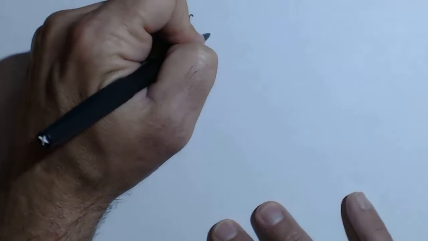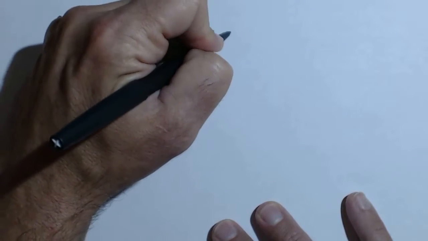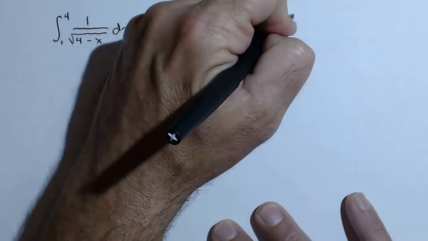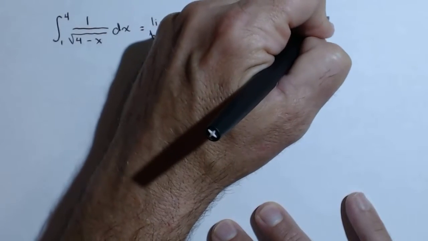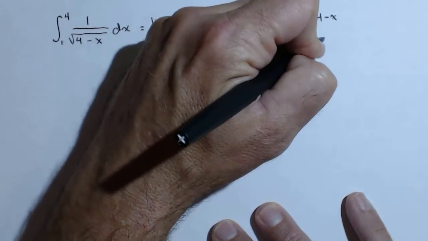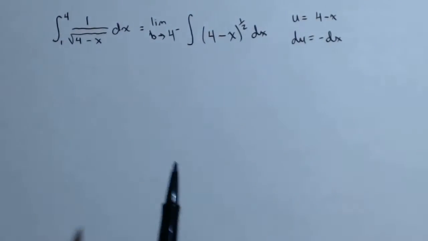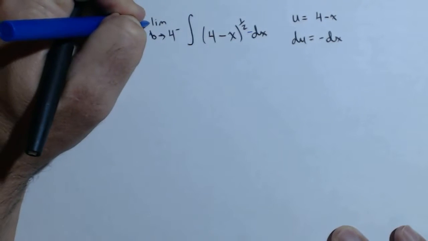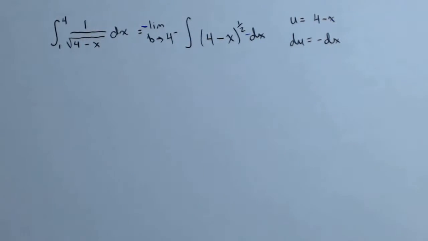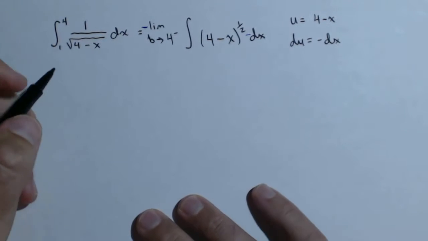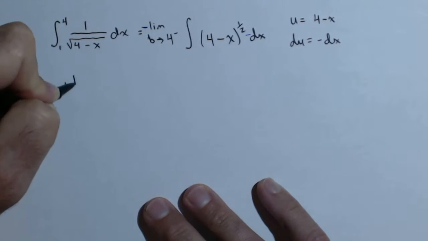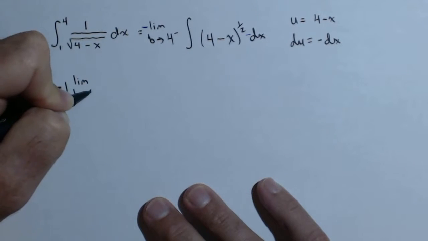Now, we could rewrite this as 4 minus x to the 1/2 dx, and we might decide to use u substitution here and let u equal 4 minus x, and then du equals a negative dx. Well, I don't have a negative already in there, so I'm going to put a negative in there, which means I'm going to put it all the way out front, in front of my limit there. So that means this is going to be negative, and you can put a -1 if you like.